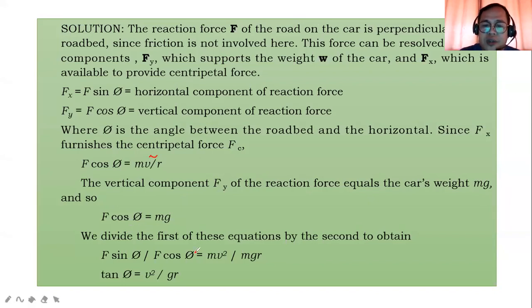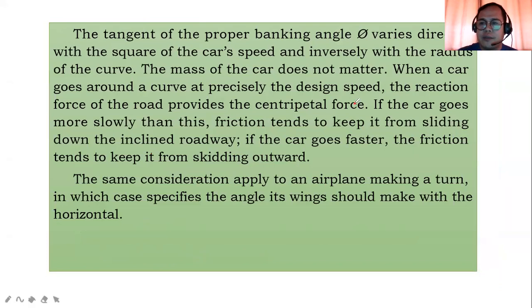So we divide the first equation by the second to obtain this one. F sine theta over F cosine theta is mv squared over mg, wherein tangent theta is v squared over gr. So what's the explanation of it here? The tangent of the proper banking angle theta varies directly with the square of the car's speed and inversely with the radius of the curve.